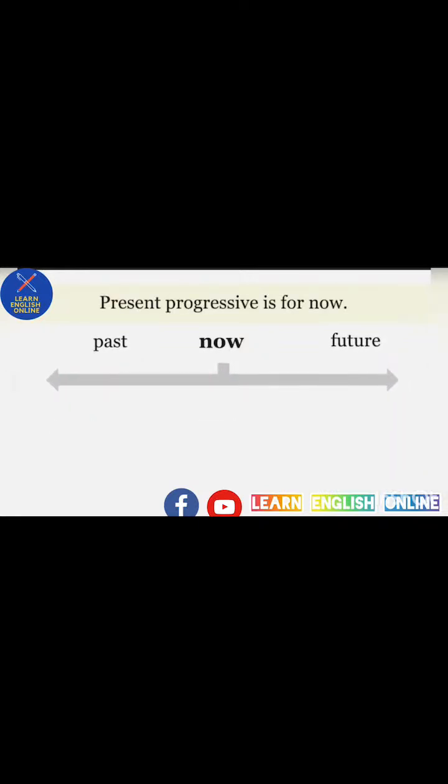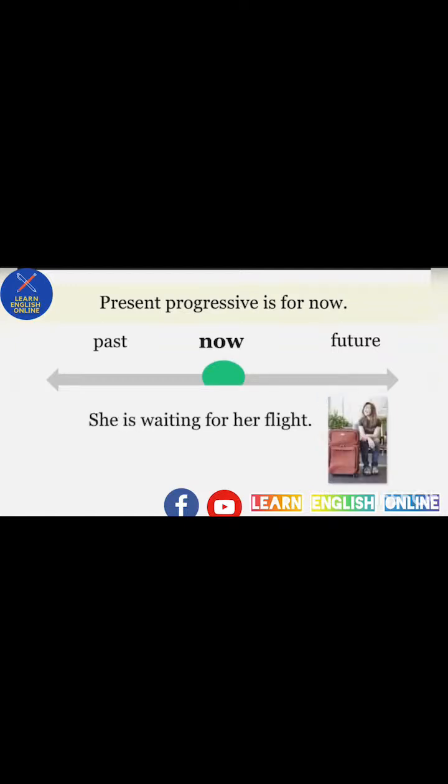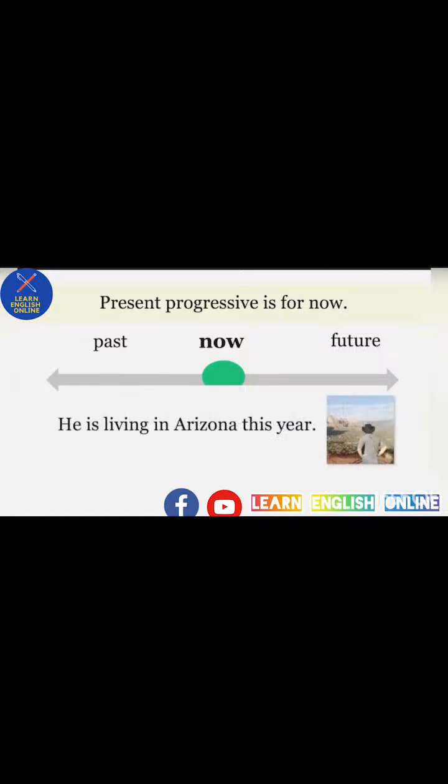Progressive is for now. You are learning about grammar now, right this minute. They are walking to school. She is waiting for a flight. He is living in Arizona this year. Remember, now can be a long time. We use this word this to show that it is now and we need the present progressive. I'm going to call this word a signal word.